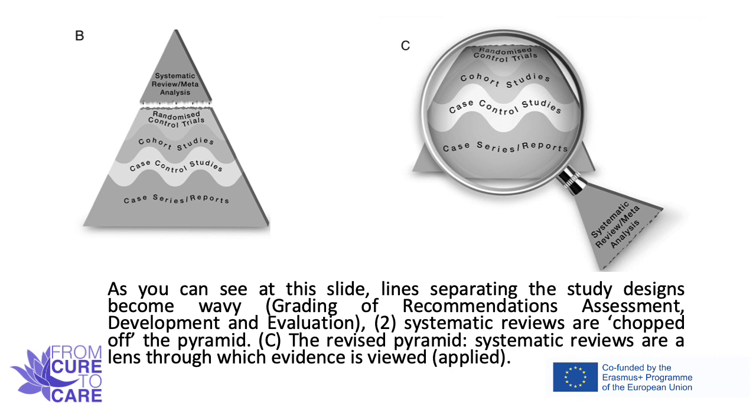Criticism of the simplistic view of the pyramid, or problems with placing systematic reviews at the top, have led to a new proposal. As you can see in this slide, lines separating the study designs become wavy, the Grading of Recommendations Assessment, Development, and Evaluation is added, and the systematic reviews are chopped off the pyramid. This is the new model.